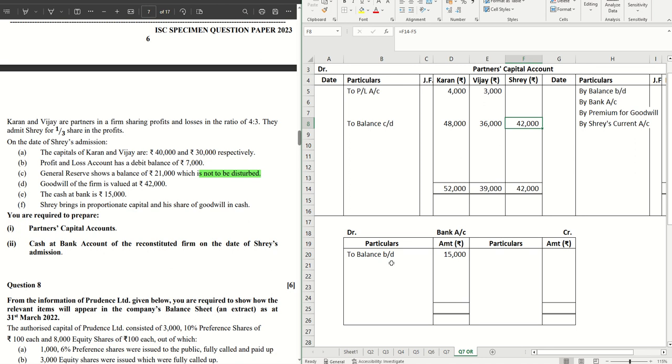Let's complete our bank account. Then the premium for goodwill that is brought in, that goes here, which is by premium for goodwill, right? Which is 14,000 that was brought. And Shrey brought in his share of capital to Shrey's capital account, which is 42,000. There is no other cash or bank transaction. So our balance c/d that we get out here is 71,000 itself. All right. So this completes the sum.